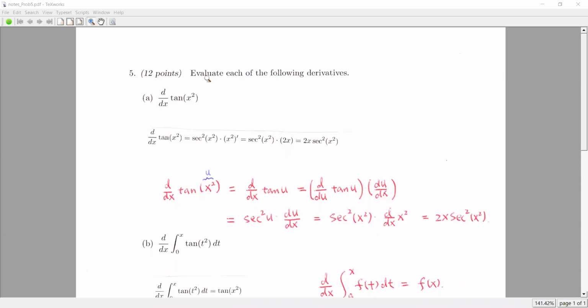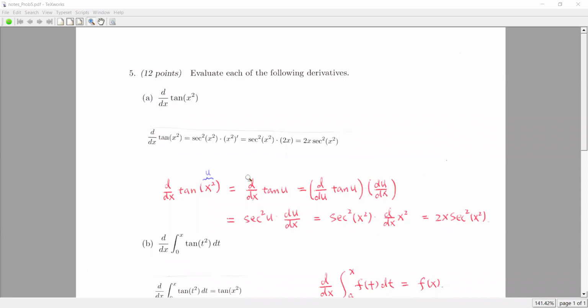Problem 5. Evaluate each of the following derivatives. Part A. To compute this derivative, I use the chain rule. I simplify the function by introducing a variable u. I let u denote x squared. Then the function becomes tangent of u.